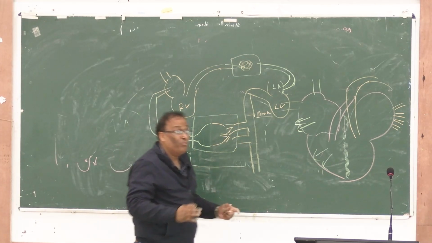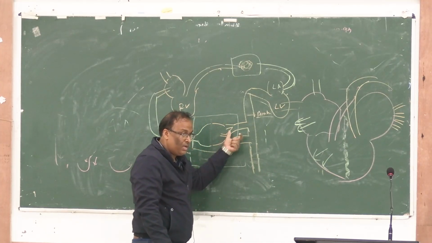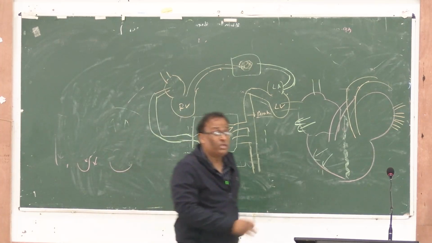Now what are we missing? So your input is this one, and this is output. There is another output. Who can tell?